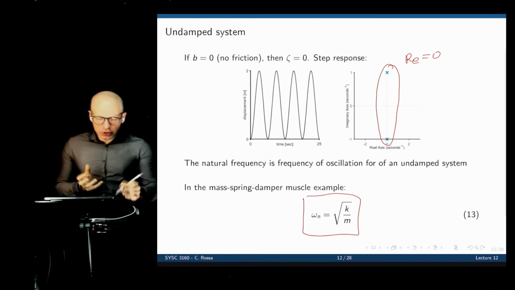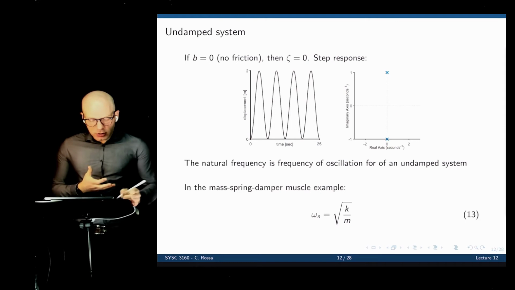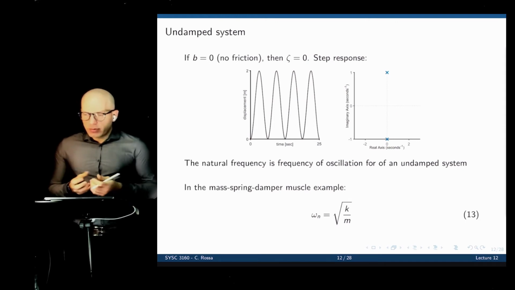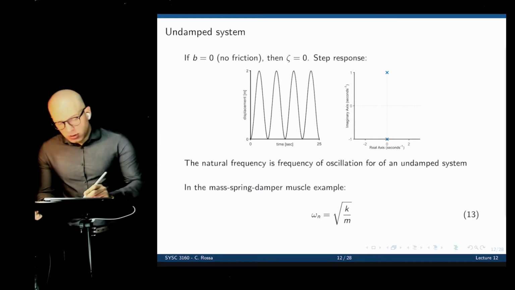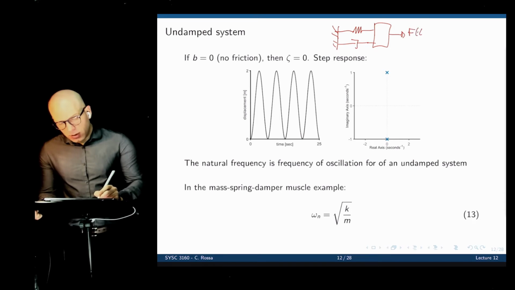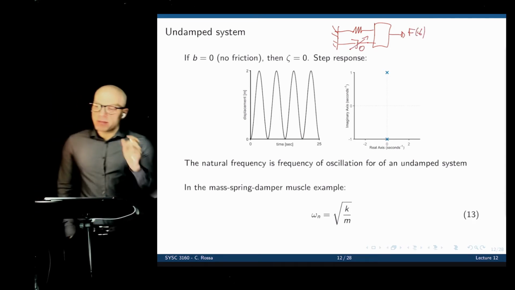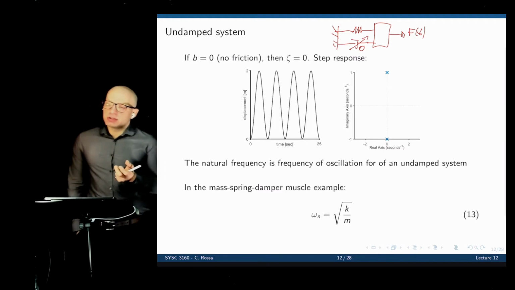How do we reach a point where you have a damping ratio of 0? Remember that the damping ratio is directly related to the energy dissipation. So if you take the mass spring damper system again, and we set the damping to 0, we are left with a mass and a spring. So there's nothing dissipating energy in the system.